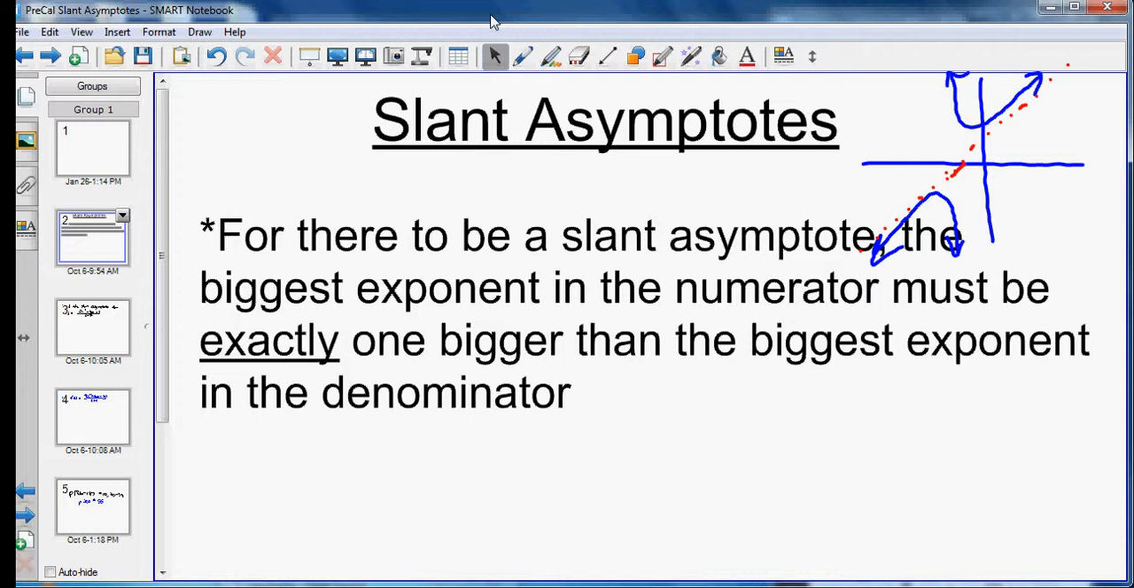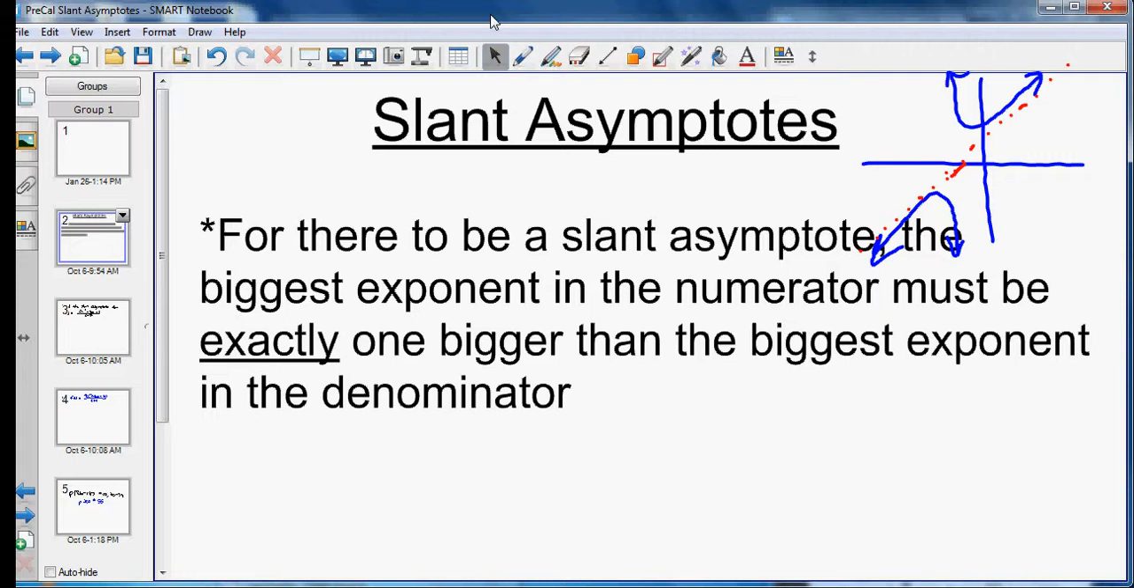Now, for there to be a slant asymptote, the biggest exponent in the numerator must be exactly one bigger than the biggest exponent in the denominator. So this happens with rational functions. Another way I could say this is for there to actually be a slant asymptote, the degree of the numerator must be exactly one bigger than the degree of the denominator.